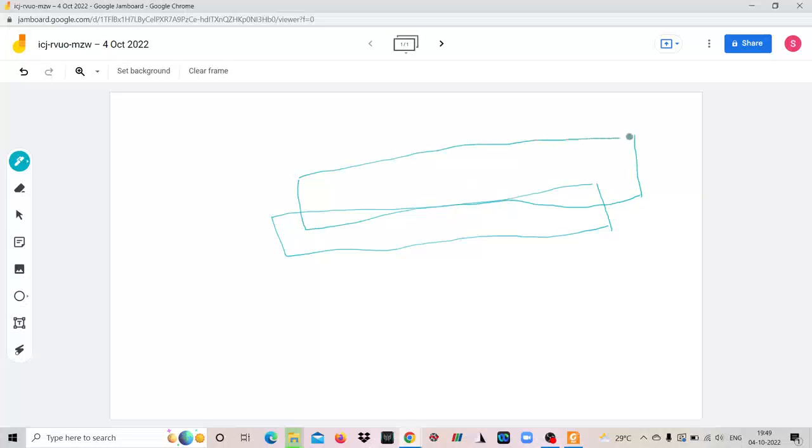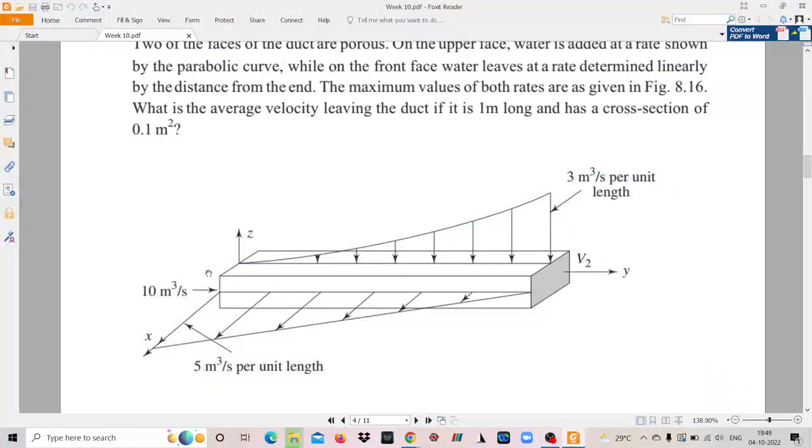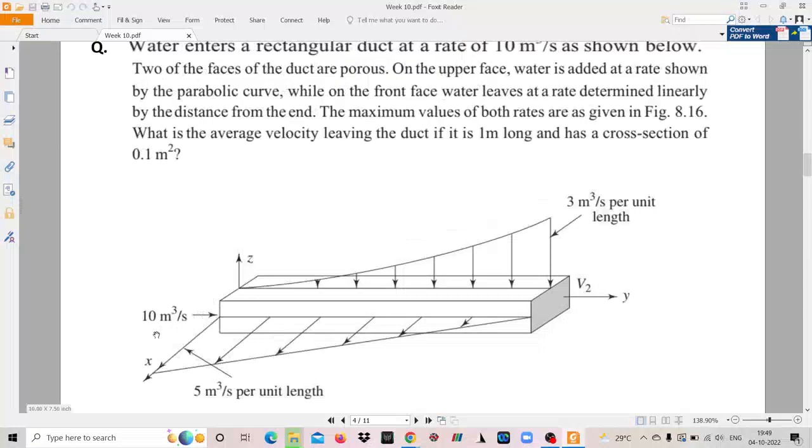There is a rectangular pipe. Now, through this end of the pipe, water is entering at a rate of 10 meter cube per second. And through the other end, the exit velocity of the water is v2, which is the unknown and which you need to determine.